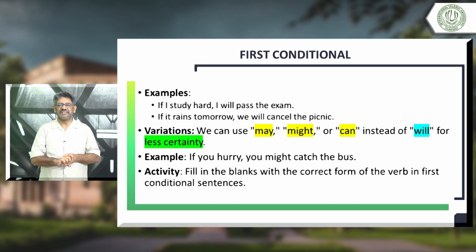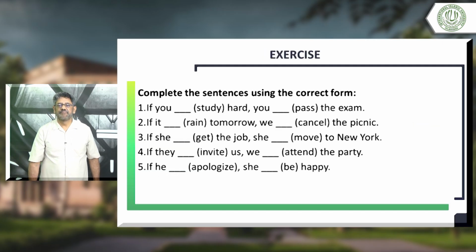Now look at the activity. Fill in the blanks with the correct form of the verb in the first conditional sentences. Complete the sentences with the correct form. If you study, now you will help me. What did we say? In the first part of the sentence, it should be the present, the first form of the verb. If you study hard, you pass the exam? No. What did I say? There is something extra here. Will. You will pass the exam. It is important to put will, please.